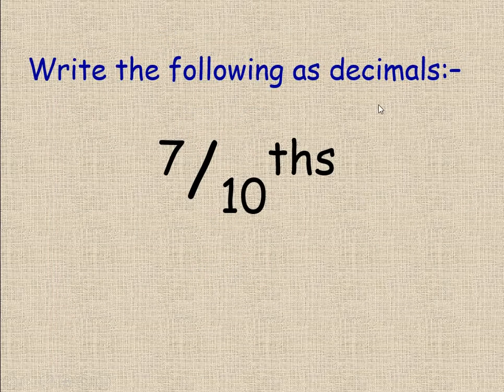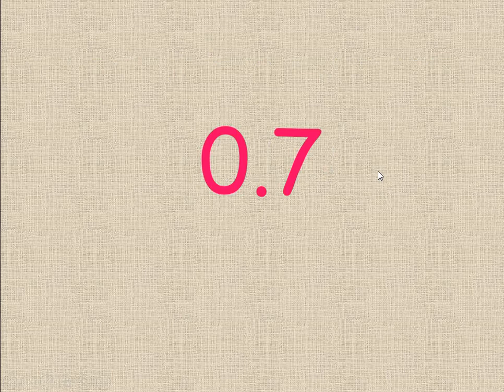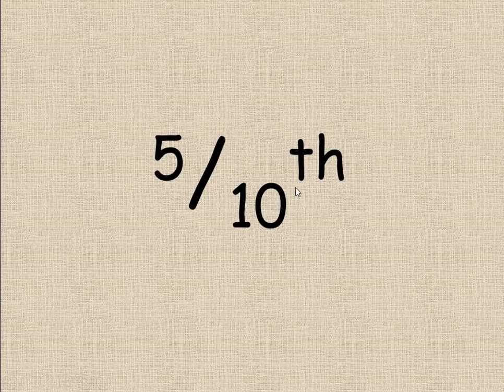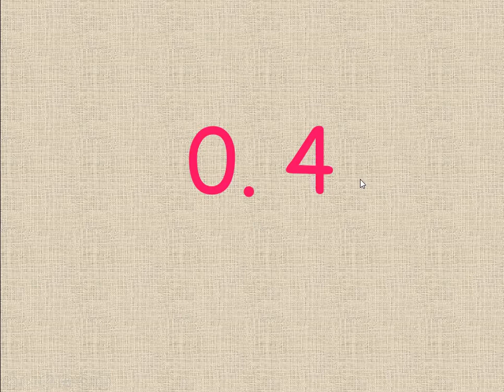Now there is a question, write the following as decimals. If there is 7 tenths, how will we write it in the form of decimals? That will be 0.7. 5 tenths, how will 5 tenths be written in the form of decimals? That will be 0.5. 4 tenths will be represented as 0.4.